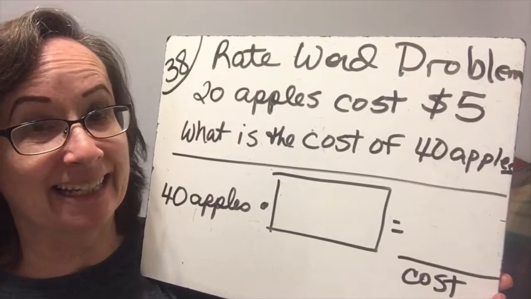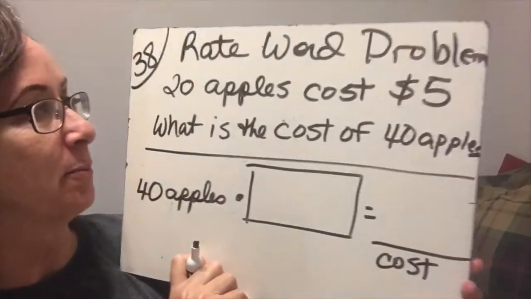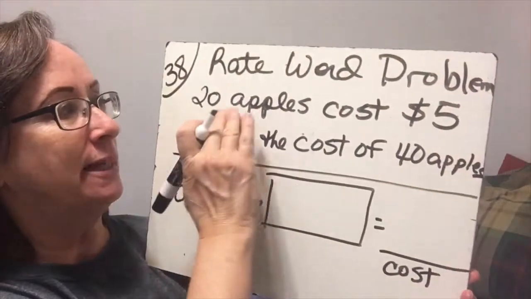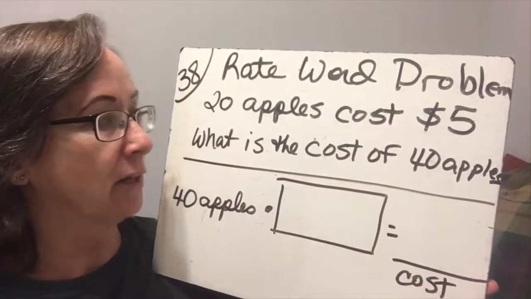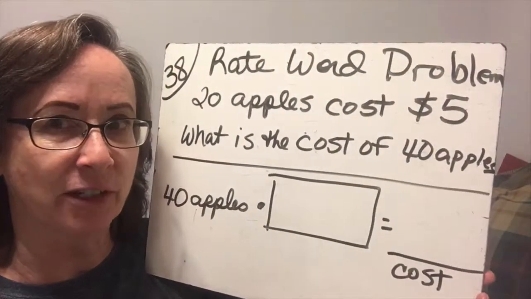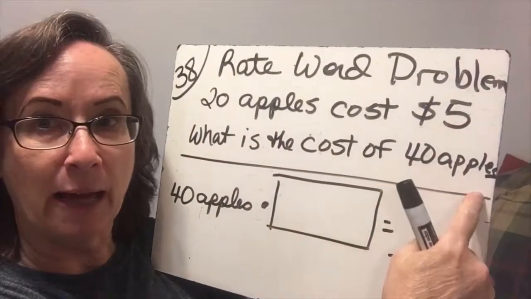Here's our last example. This was a short lesson, wasn't it? Then we'll do some practice problems. All right, so notice they're using the same rate in example 2. 20 apples cost $5, but now they're asking a different question. What is the cost of 40 apples?